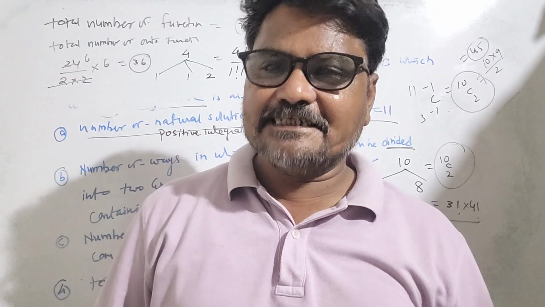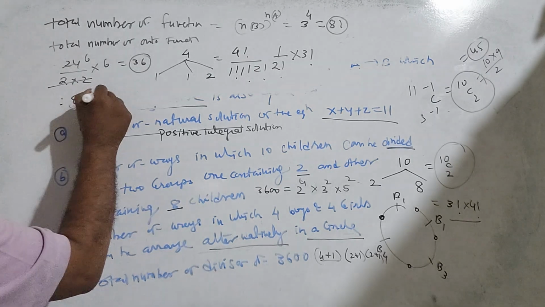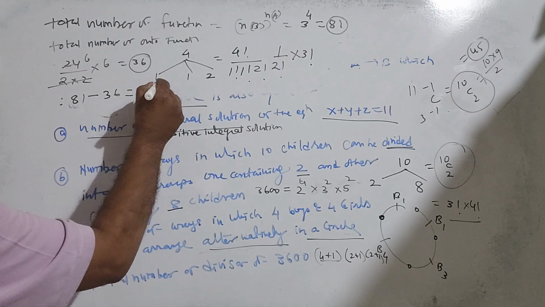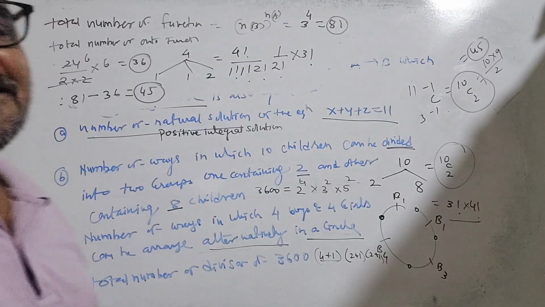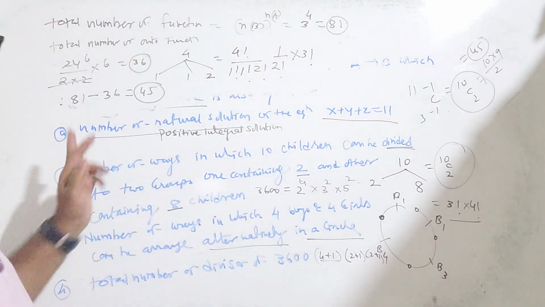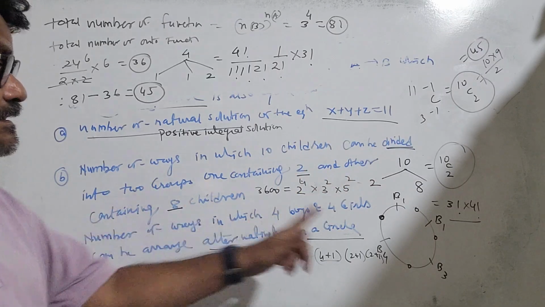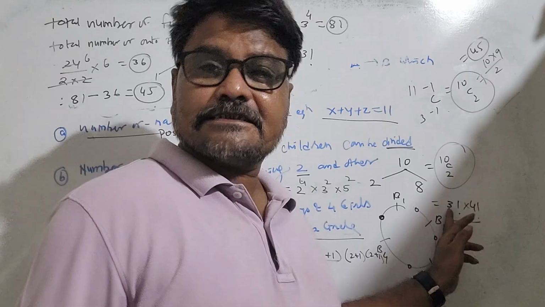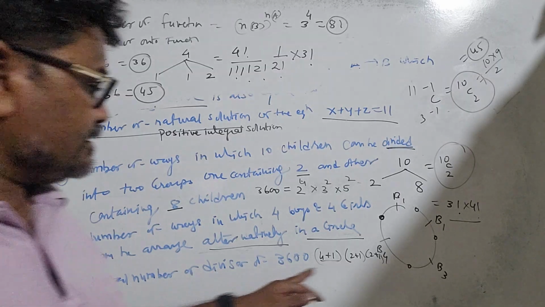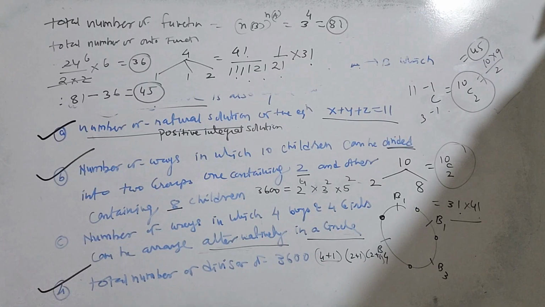And this is 81. Onto functions are 36. Total number of functions is 81. So the total number of functions which are not onto is 81 minus 36, and it is coming to be 45. So 45 is the total number of functions which are not onto. Correct? And option A is also 45. Option B is also 45. Option C is not 45, okay, 24 into 6, not 45. And option D is also coming to be 45. So therefore A is correct, B is correct, D is correct.